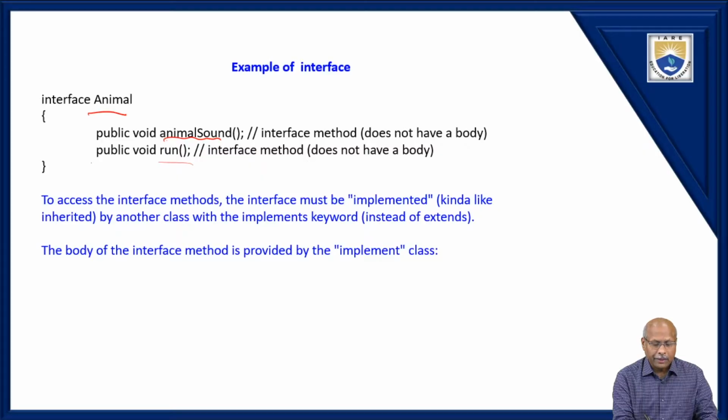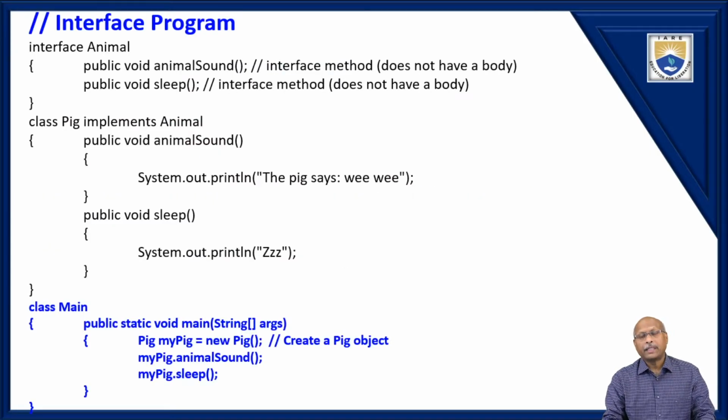To access the interface method, the interface must be implemented in a class. The body of the interface method is provided by the implementing class. So wherever you are implementing inside the class, that method you have to write. In one simple example, we have defined interface Animal. Inside Animal, I have two methods, animalSound and sleep. These two methods are in abstract form. This I will try to implement in a program, that means in a class.